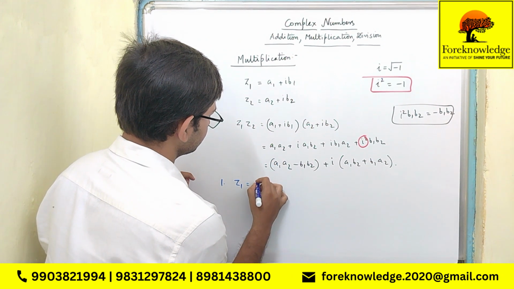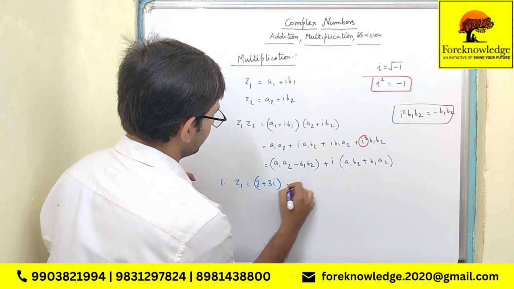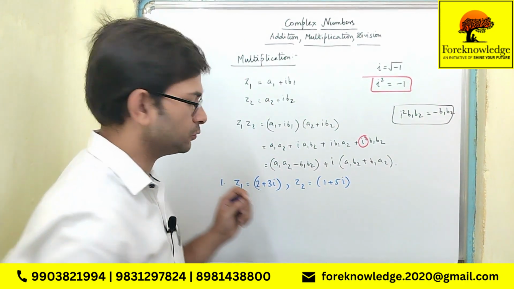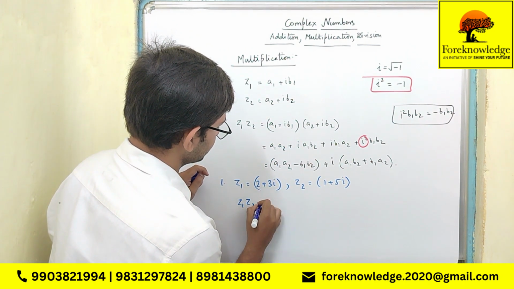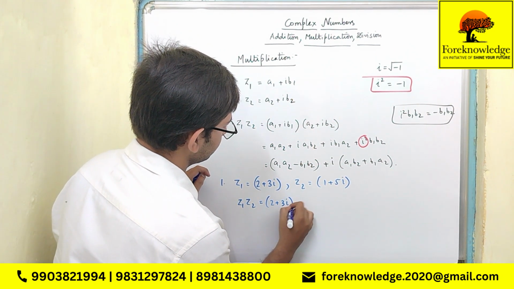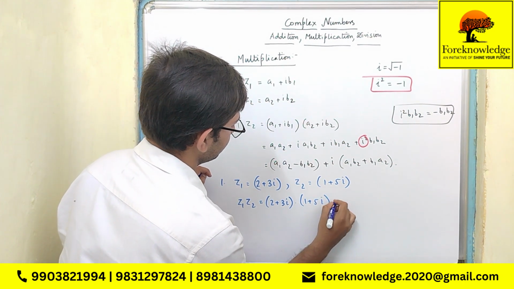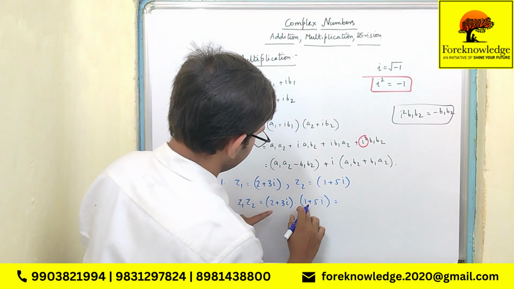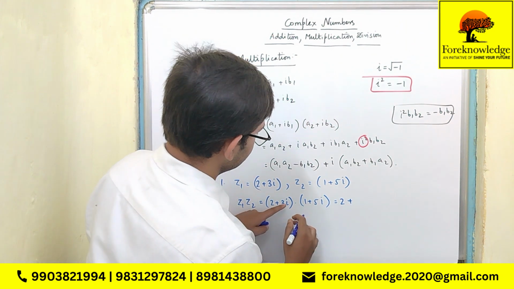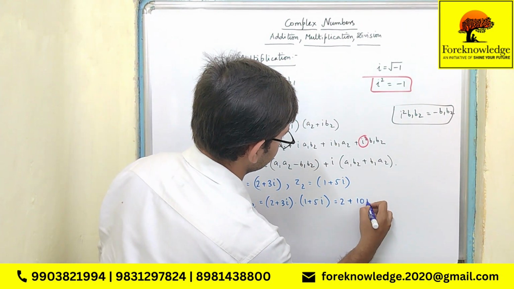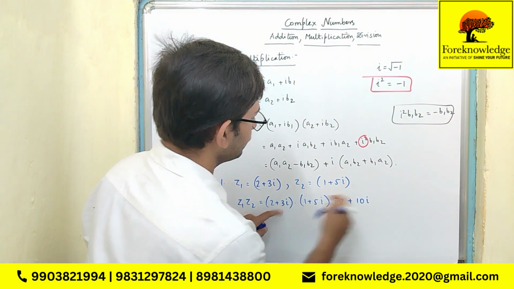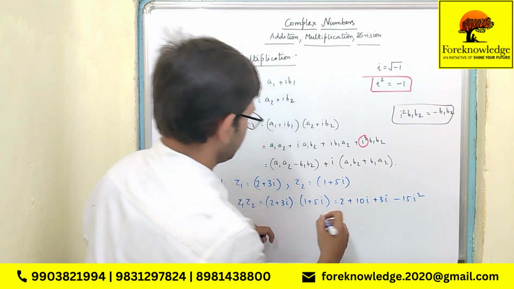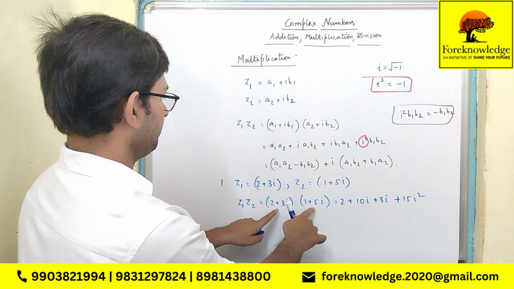Suppose z1 is 2 plus 3i and z2 is 1 plus 5i. We need to find z1 z2. So z1 z2 is nothing but 2 plus 3i into 1 plus 5i. Very simple. Just multiply accordingly. So 2 into 1, that is 2, plus 2 into 5i, that is 10i, plus 3i into 1, that is 3i, plus 15i square.